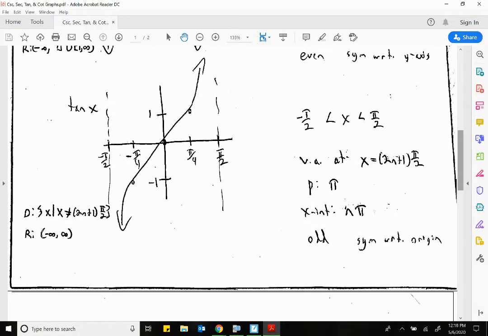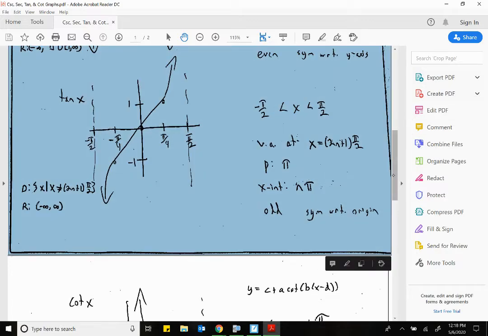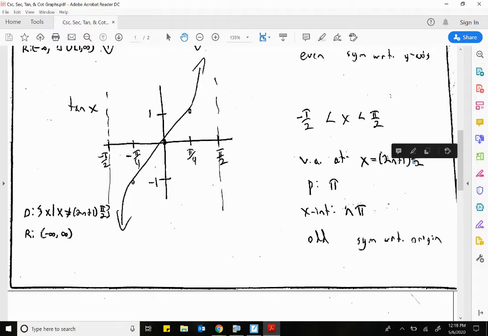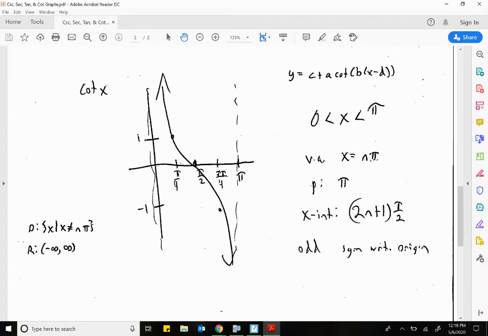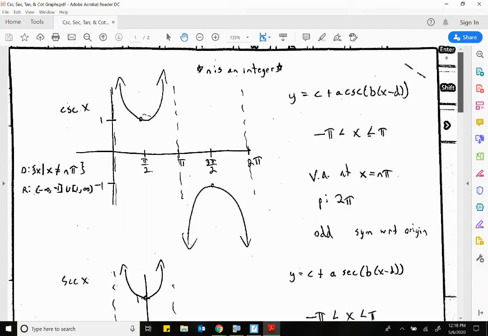Tangent starts at negative pi halves, goes to pi halves. It has a period of pi, so that's different, but not all that much different than what we did. Then down here, cotangent starts at 0, goes to pi, and again its period is pi. So you have to be careful of some things because it adjusts. We have minor adjustments to what we've been doing, but the A's, B's, C's, and D's all still follow their job.